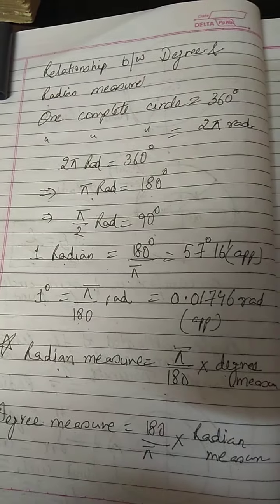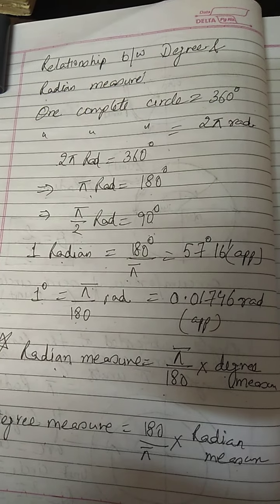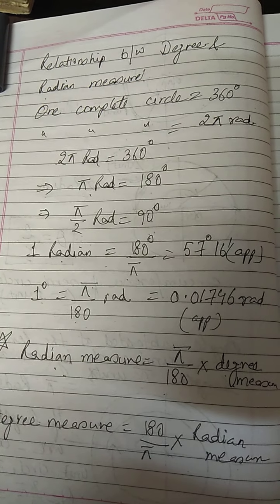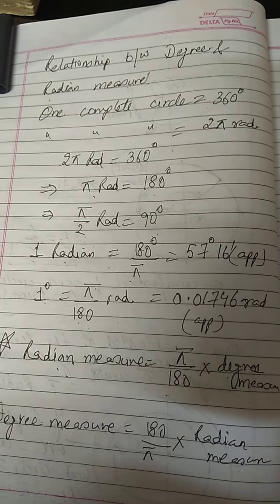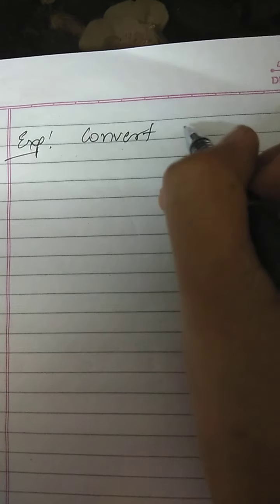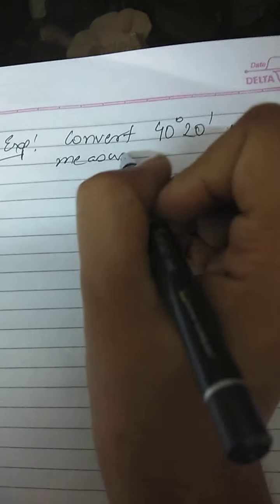We will discuss one or two examples of how we convert the angles, so that we can understand how to use these two formulas. Let us take one example. The first one: convert 40 degrees 20 minutes, which is given in degree measure, into radian measure.